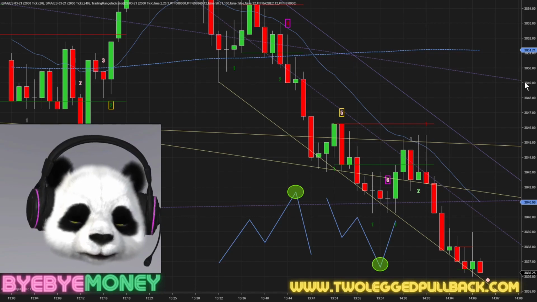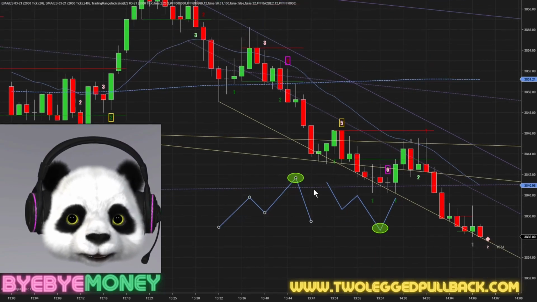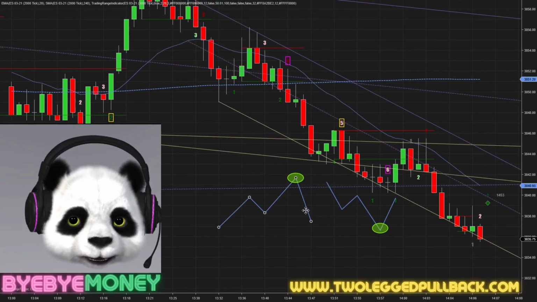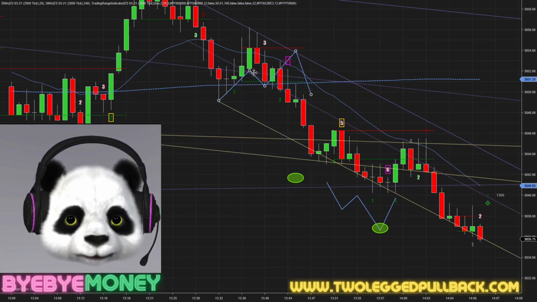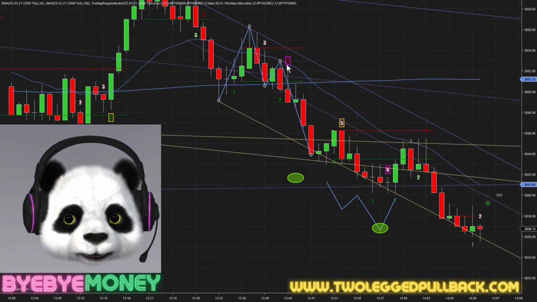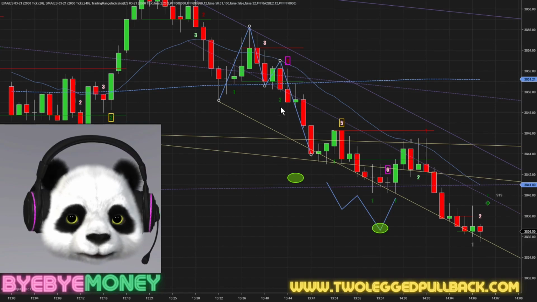For instance, if I grab this two-legged pullback and I actually bring it here, we have a nice two-legged pullback right here. This one has a lower high, but it's a two-legged pullback with a trap off the 20 EMA. This is one of our favorite setups on the channel, and as you can see here, there's a two-legged pullback and it's able to make a scalp.